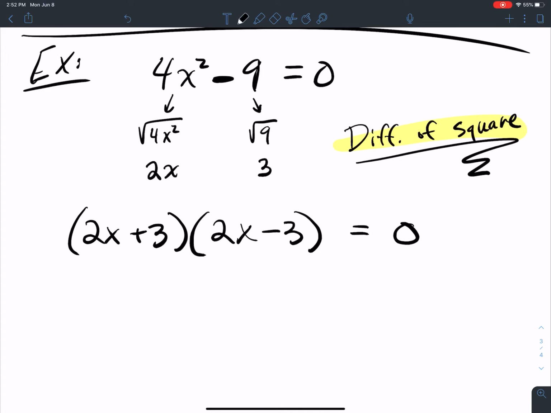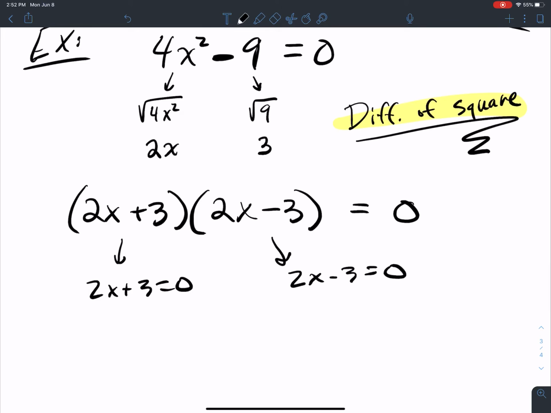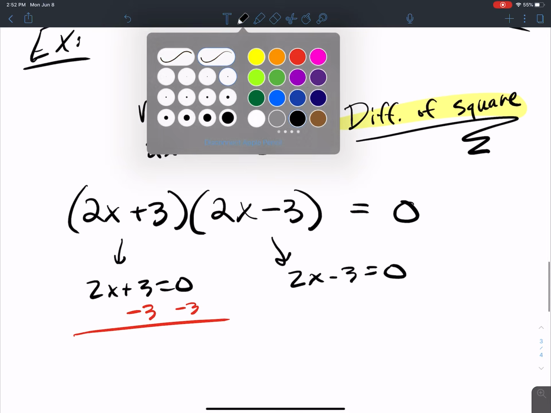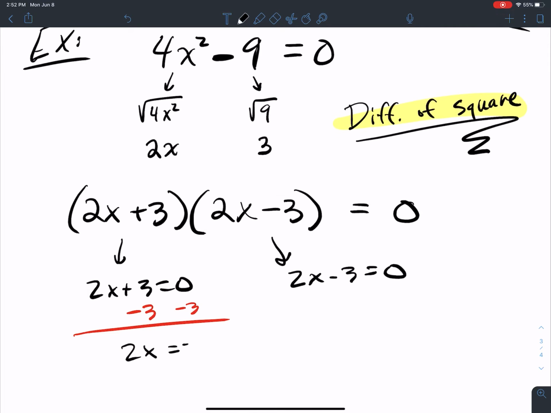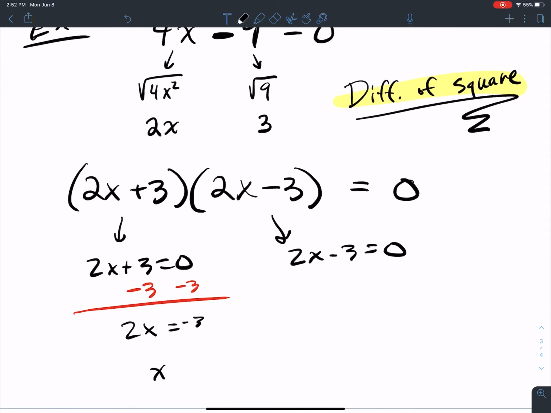That's the problem I see on the exam. People just get to this point and they think, oh man, what do I even do to get the answer? So set 2x plus 3 equal to 0, and then 2x minus 3 equal to 0. And if I solve for x, I'm going to subtract 3 from both sides here, and I get 2x equals negative 3. And so x is negative 3 over 2.